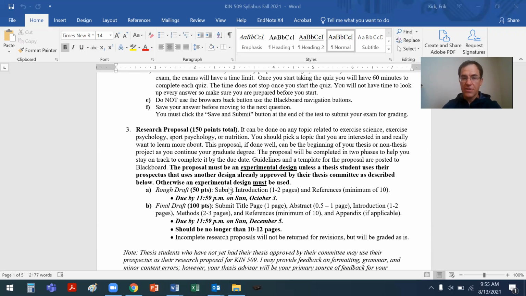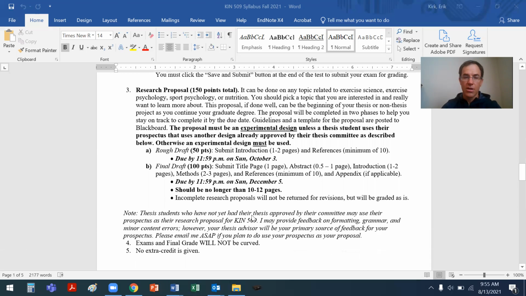So again, you'll have a rough draft, which is going to be the submitted introduction. Again, you can see the page limit and references, a minimum of 10, and the due date as you see here. The final draft is going to be due towards the end of the semester. Again, you'll use your title page. You'll have an abstract, your introduction, methods, references, and appendix. And again, it should be no longer than 10 to 12 pages. Incomplete research proposals will not be returned for revisions, but will be graded as is.